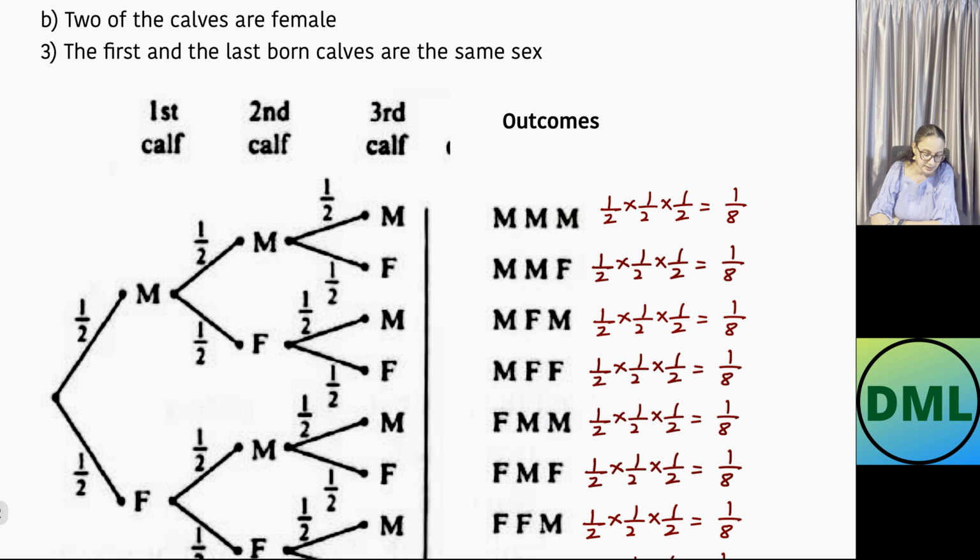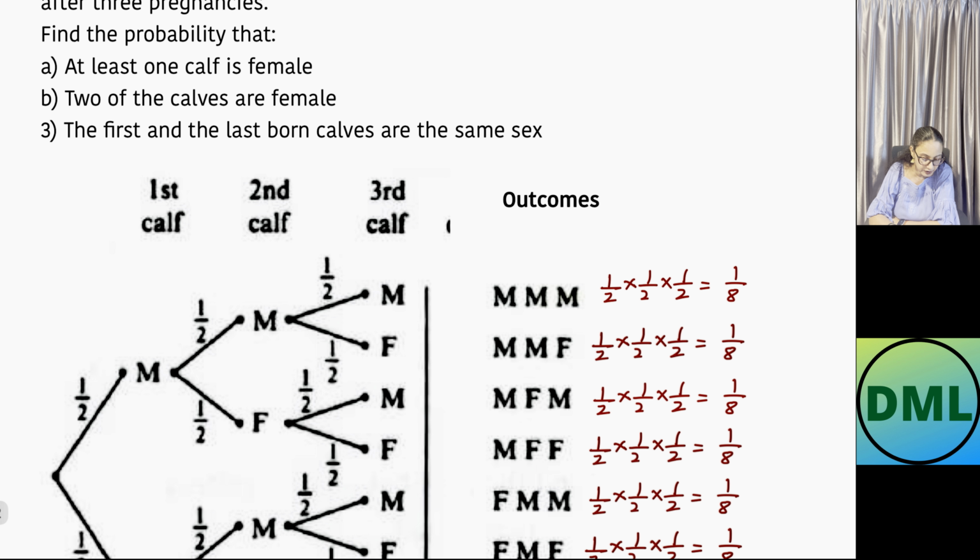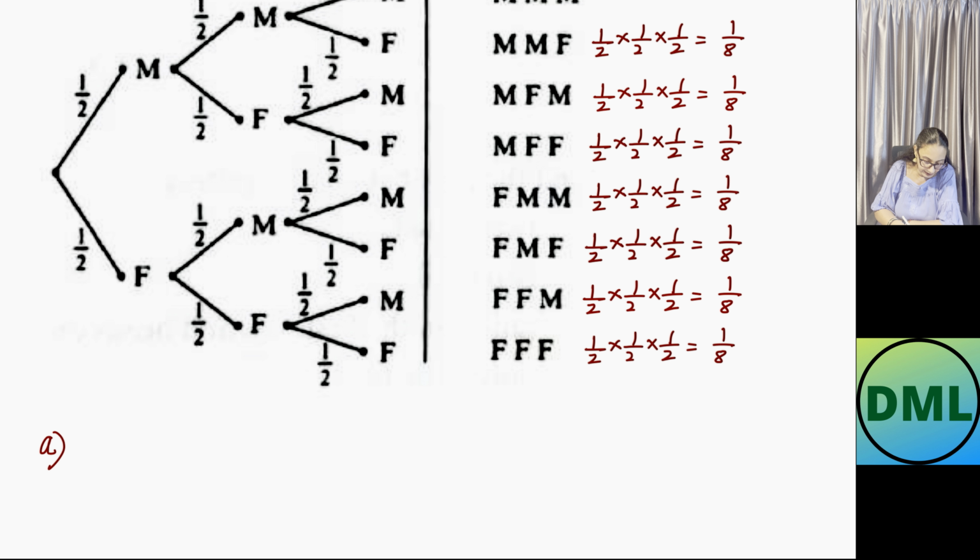Now I need to get the answer for the first question. My first question is, at least one calf is female. What is the meaning of at least? The meaning of at least is minimum one. More than one female is also okay. So we are going to do this question with 0 female, that means all of them are male. We have the option male, male, male. The probability is 1/8. This probability is written as 1 minus 1/8. Why am I subtracting from 1? Because the total probability is 1.